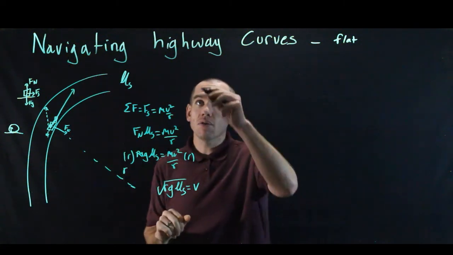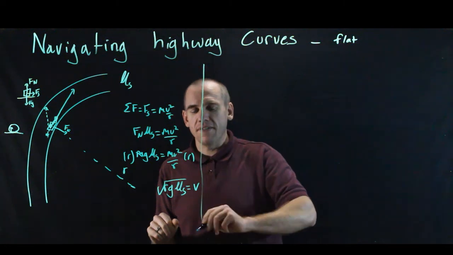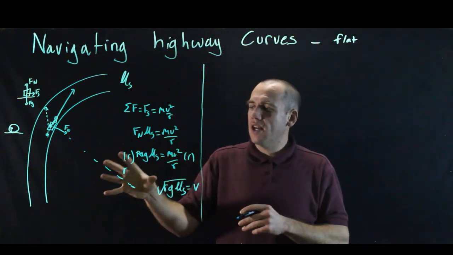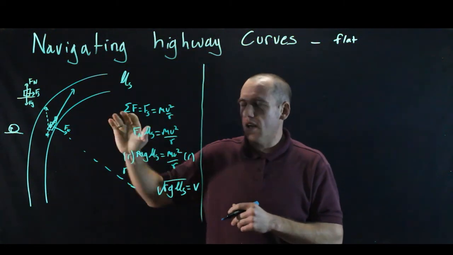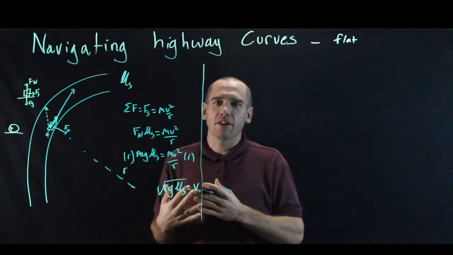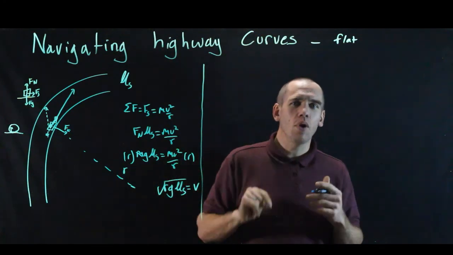And if you go from static to kinetic, you're no longer navigating that corner, you are sliding through it. Okay. Now, another cool way you can use this physics is, let's say you wanted to know the radius of a curve on a flat highway. You can figure it out based on your speed and one measurement.